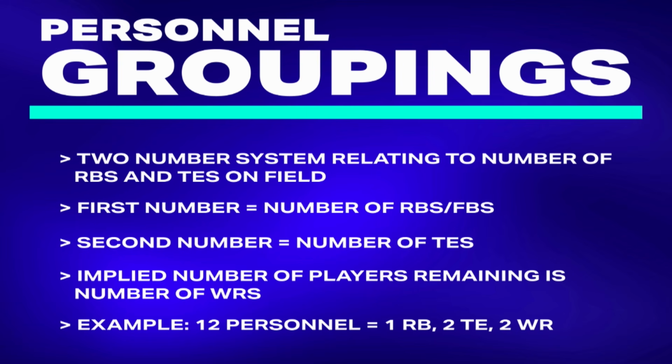Because you have 5 offensive linemen and the quarterback taking up 6 of the 11 spots. So whatever's remaining that isn't mentioned within the package, that's how many wide receivers are out there. So you see at the bottom here, 12 personnel, 1 running back, that's the first number, 2 tight ends is the second number, and then implied that 2 wide receivers are on the field, right?